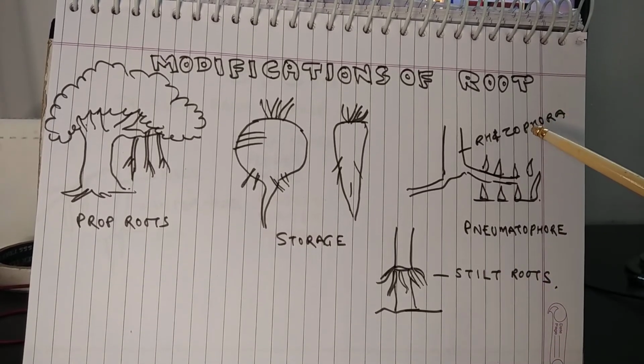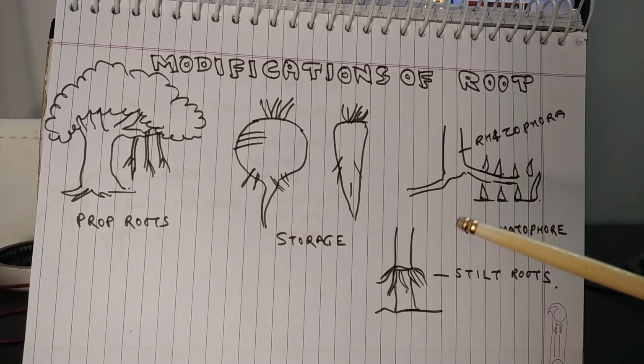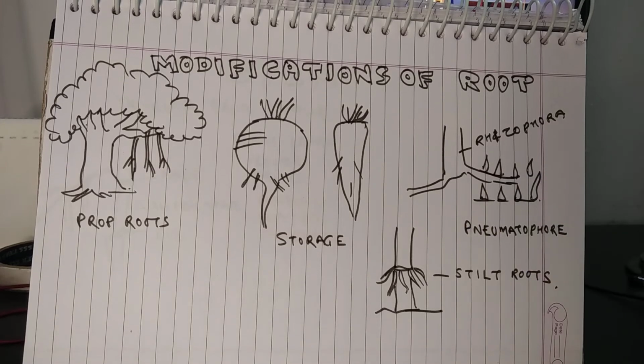So, this is a figure of plant Rhizophora, which is found in the mangrove forests. For example, in the Sundarban Delta, we can see examples of plants with pneumatophores.